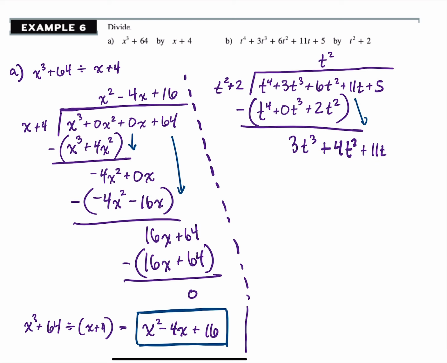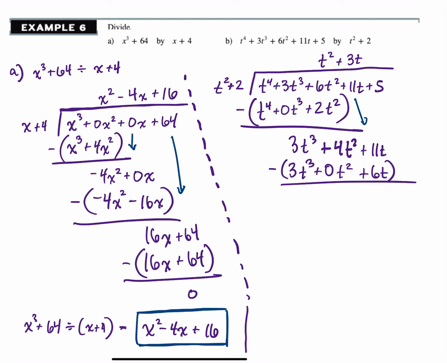Then repeat the process. I have t squared, and I want to make it 3t cubed. So I need the 3, and I need another t. So plus 3t. Multiply that through. 3t times t squared will give me 3t cubed. I don't have a t squared term. My next term would be plus 6t, so I have plus 0t squared. And then let's subtract.